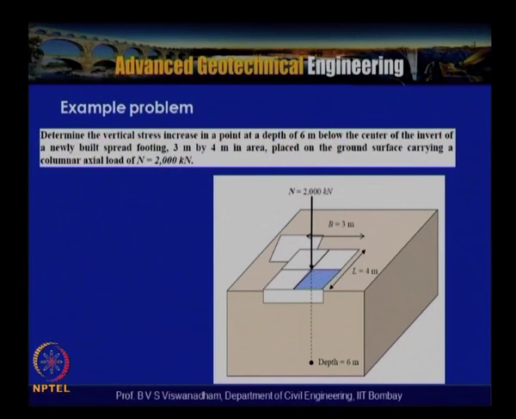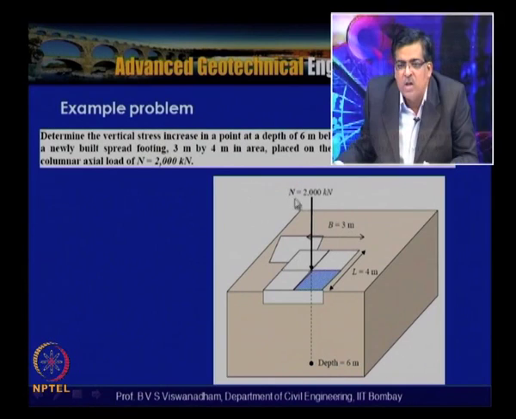stresses can be calculated. So, this is another problem where we determine the vertical stress increase for a point at a depth of 6 meters below the center of the invert of a newly built spread footing, 3 meters by 4 meters in area. So, we need to calculate at this particular point. A 2000 kilonewton load is given.